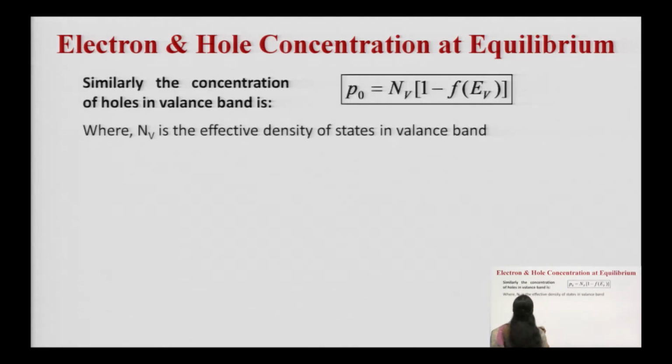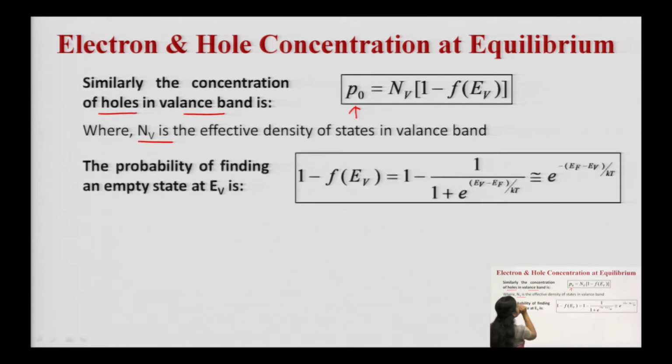Now, concentration of holes in valence band. Accordingly, we can write the concentration of holes. We have already discussed the Fermi-Dirac distribution behavior. If you know the availability of states in the conduction band, then the states in the valence band you can also calculate. So, when you are calculating the concentration of holes, which is denoted by P naught, in the valence band, it would be N of V, which is the density for the holes, into 1 minus F of EV. This is how you can write it mathematically.